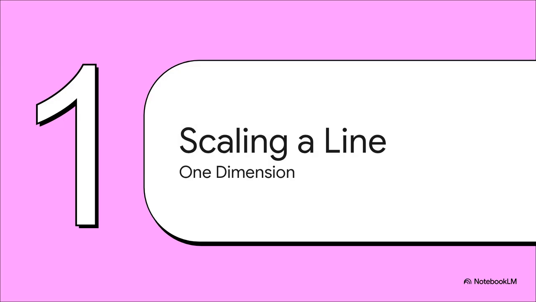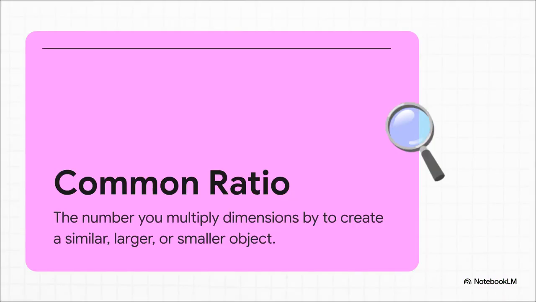All right, so to really get our heads around this trap, we've got to rewind a bit and start simple. We're talking just one dimension, a simple line, or length. This is the foundation for everything else. Here's the key idea you need to grasp, the common ratio. This is just our scaling factor. So if we want to make something twice as big, our common ratio is 2. If we wanted half the size, the ratio is 0.5.